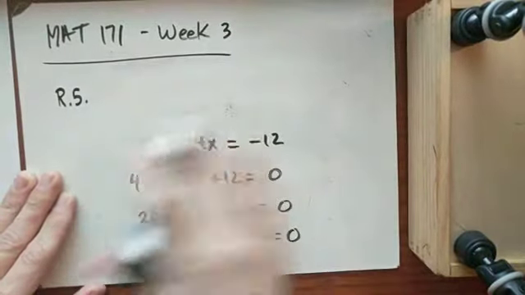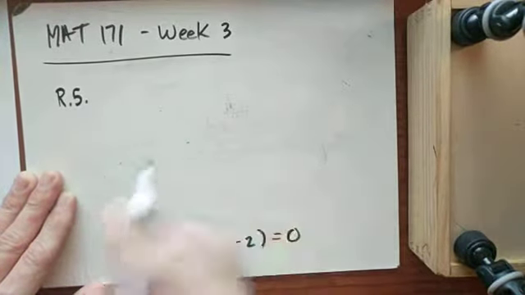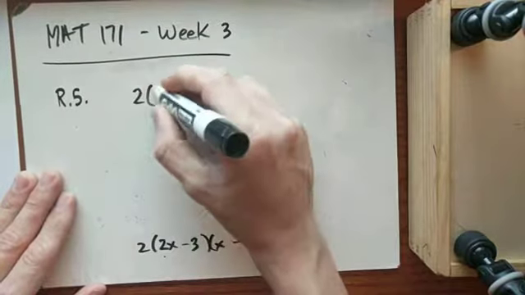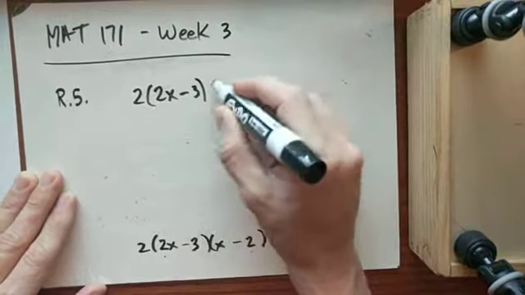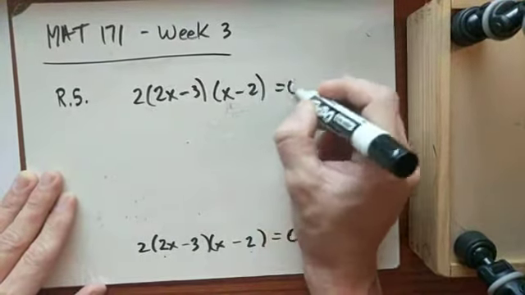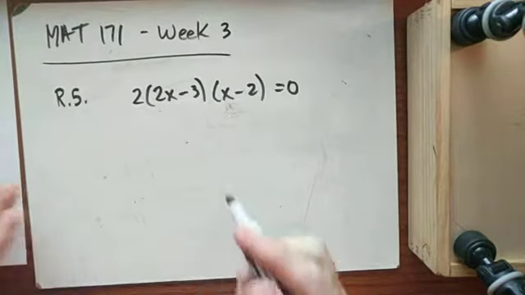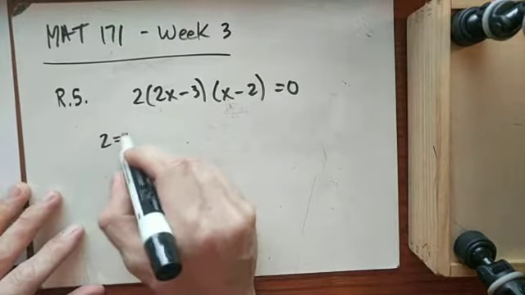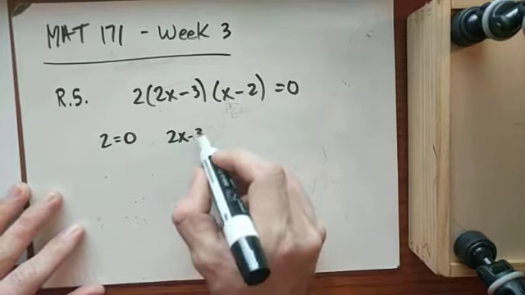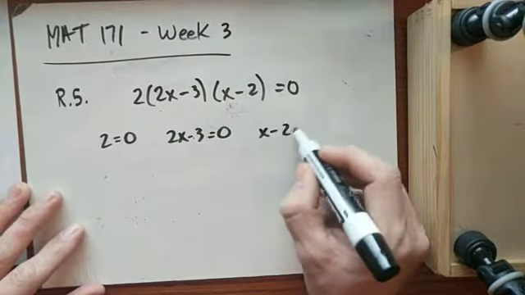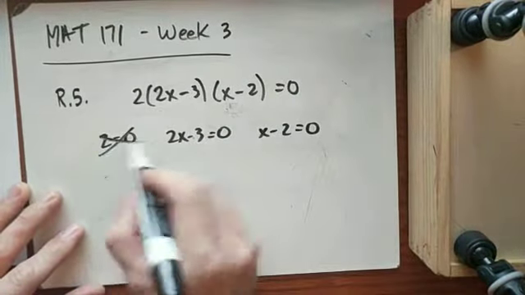I'm going to need some room, so let me put all this stuff at the bottom up here at the top. Remember what we're having to do is solve this equation. So now we have three different possibilities. Either 2 is 0, or 2x minus 3 could be 0, or x minus 2 could be 0. This first one is not ever going to work out.